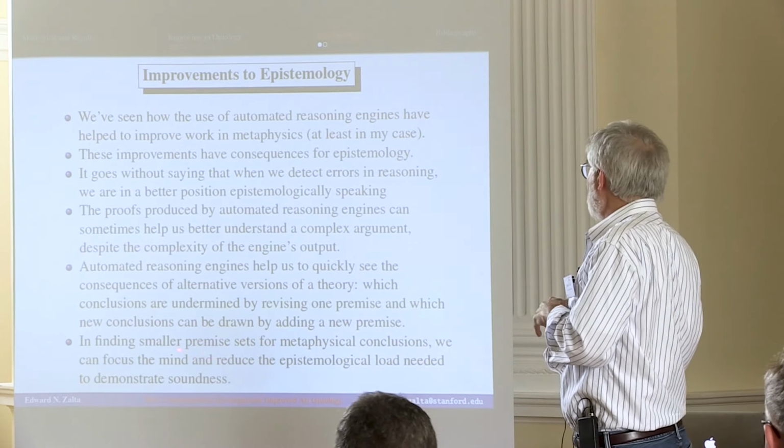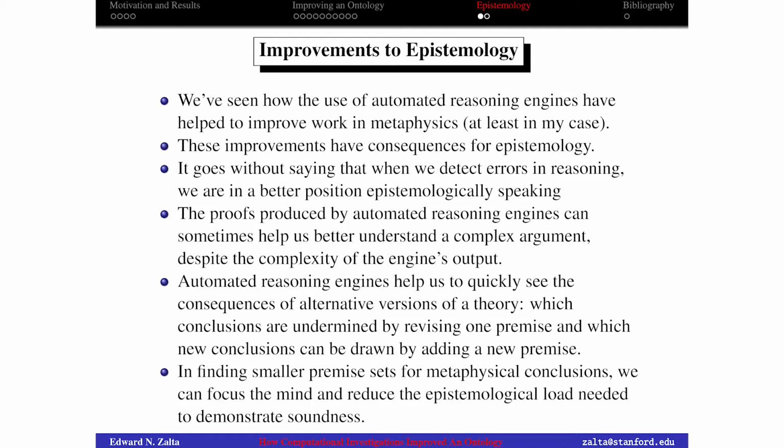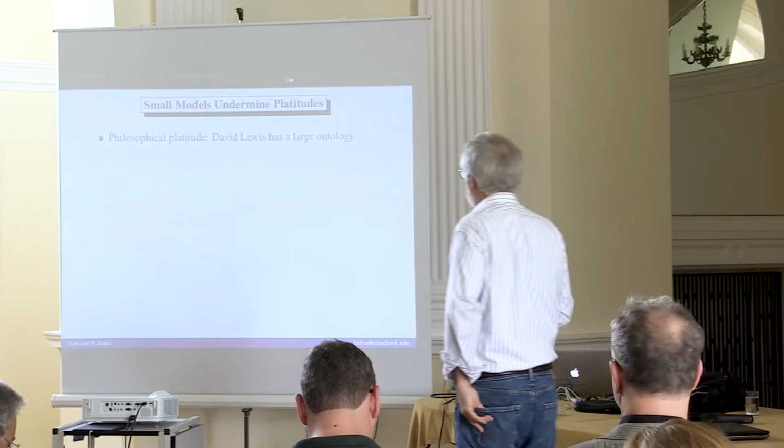And by finding smaller premise sets, we can focus our mind and reduce the epistemological load needed to demonstrate soundness, for example. Right? You have a smaller premise set. Well, to show your theory is sound and consistent, it's an easier task. So that's what computational methods help us to do. But there's one other really important thing that helps us epistemologically with these computational methods.